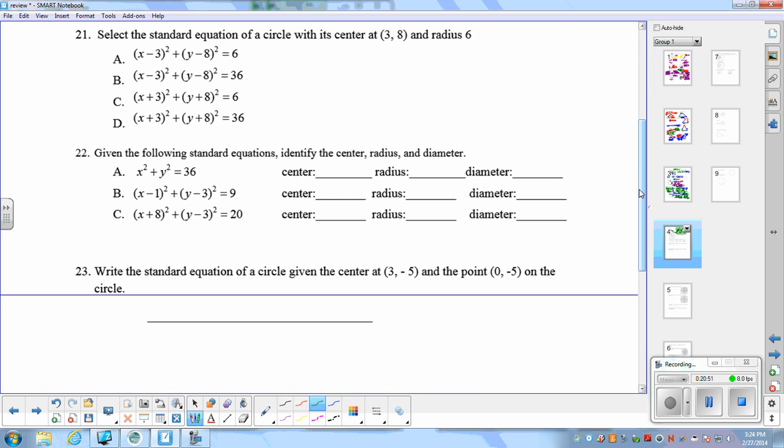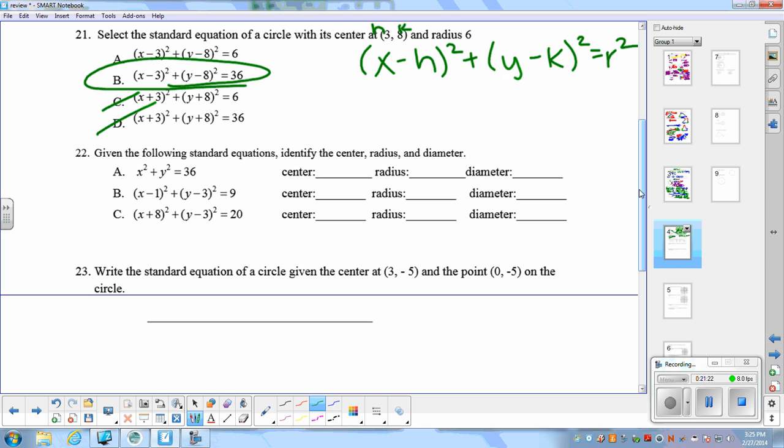All right, the equation of the circle. We know our general form is x minus h squared plus y minus k squared equals r squared. So our h is 3, our k is 8, and r is 6. So we need to find one that has x minus 3. So we can automatically cancel out c and d. And then a and b are similar, just one has r squared. Since we need the r squared, our answer is b.